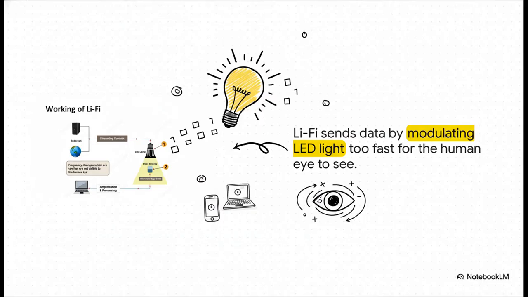So how in the world does this work? This diagram shows it pretty well. You have an LED light bulb, and that's your transmitter. The light gets switched on and off at these incredibly high speeds, way too fast for our eyes to even notice, and that flicker represents binary data. A 1 is on, a 0 is off. Then a little photodetector on your device just reads this flickering light and converts it back into data. It's so simple, but it's absolutely revolutionary.